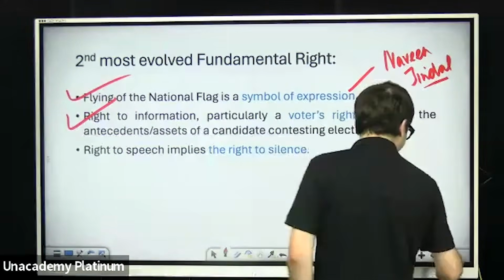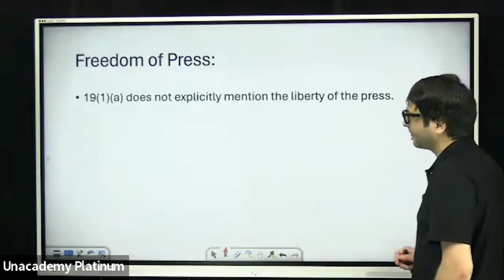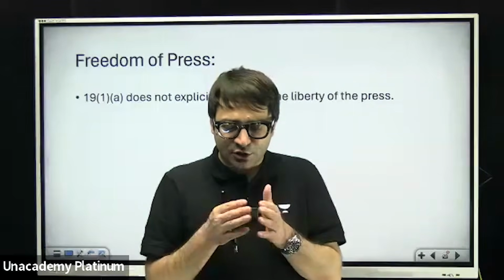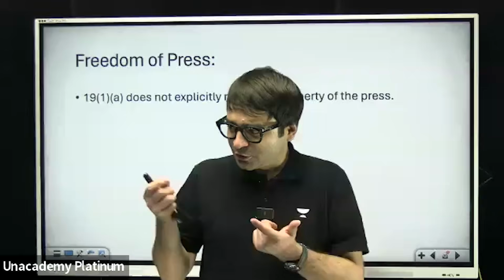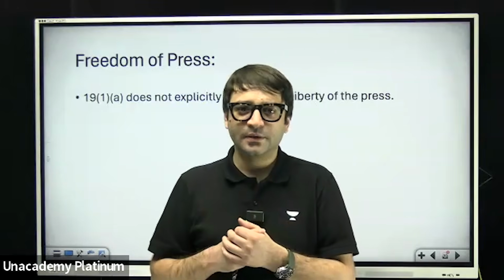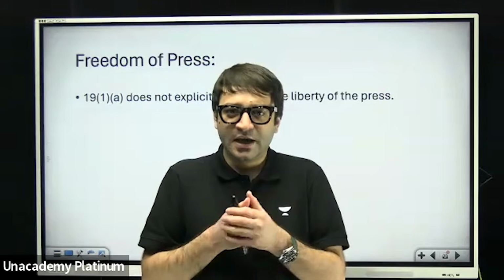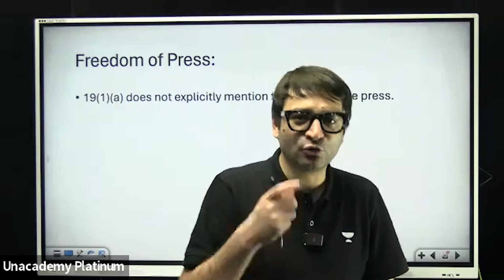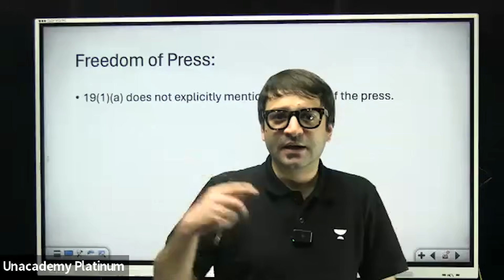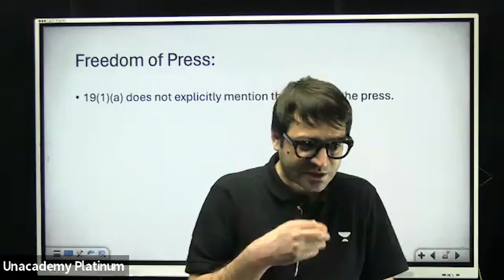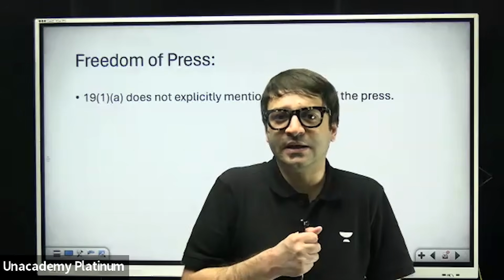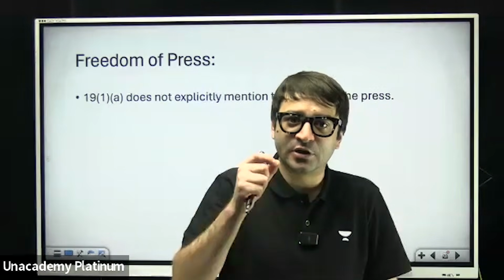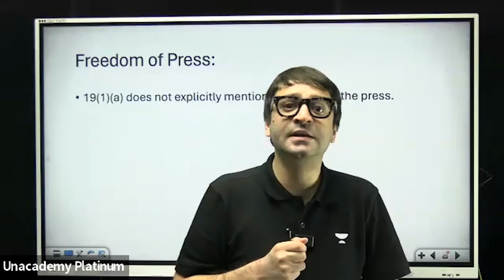Right to press. Right to press means you can't only express yourself. Can you express the views and thoughts of others? For example, a newspaper is publishing the views of Shashi Tharoor on Operation Sindoor, is publishing the views of Sonia Gandhi on Iran and Israel conflict, is presenting the views of Pratap Bhanu Mehta in Indian Express. Freedom of press is explicitly mentioned in the US Constitution, but not in Indian Constitution.